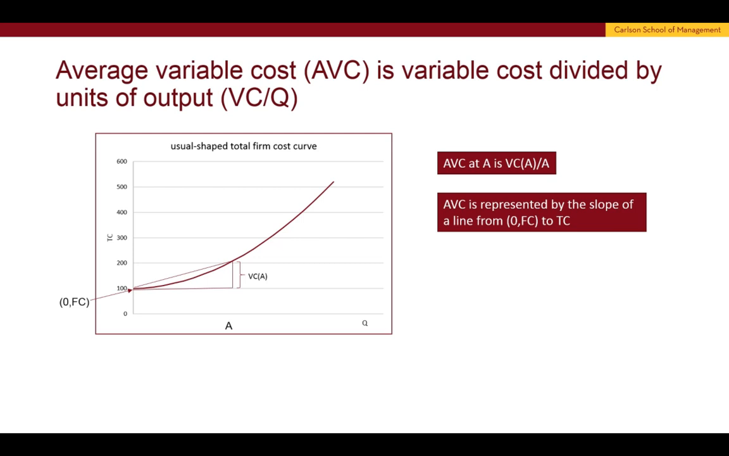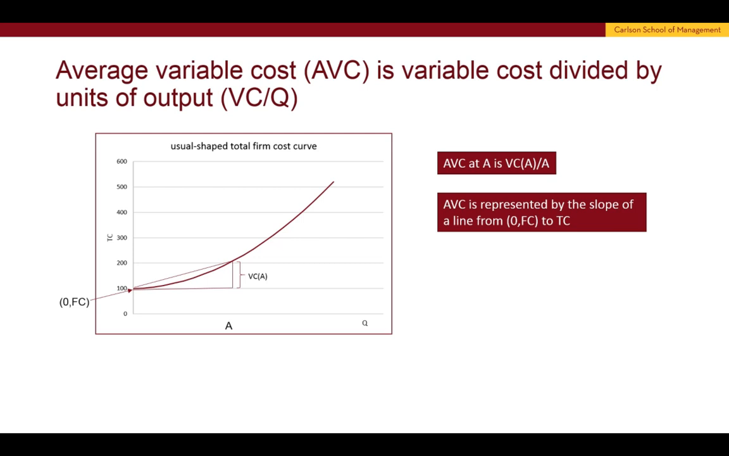One more definition for us, average variable cost, AVC. It's the variable cost divided by units of output. So think back, we found that with this particular total cost curve, the fixed costs were 100. That means that the distance above 100 in the total cost direction is the variable cost. So think about a quantity like the quantity A here. If you were to go straight up from A to the total cost curve, that would be the total cost of producing A. But the first 100 is just the fixed cost, so the remainder is the variable cost.